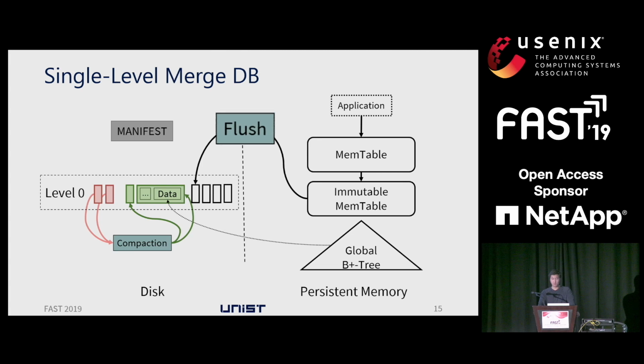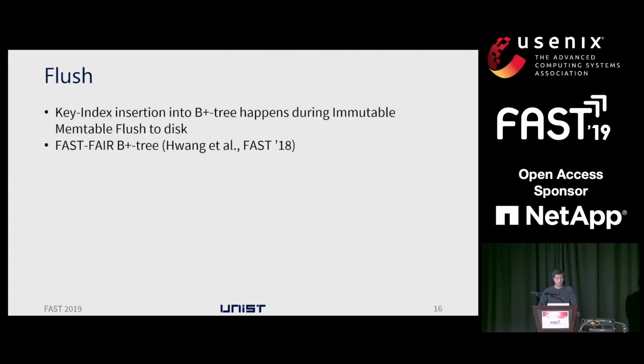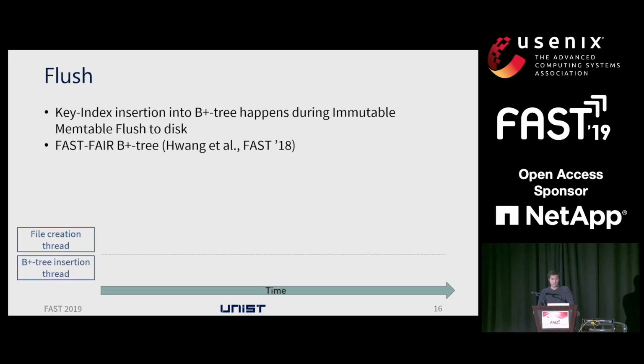And now let me talk about the flush operation and how we do it. During flushing of the immutable memtable to the disk, we do our key index insertion to the B+ tree. As for the B+ tree implementation, we use FAST and FAIR B+ tree that was introduced at the previous year's FAST. For the flush, we use 2 threads, a file creation thread and a B+ tree insertion thread.